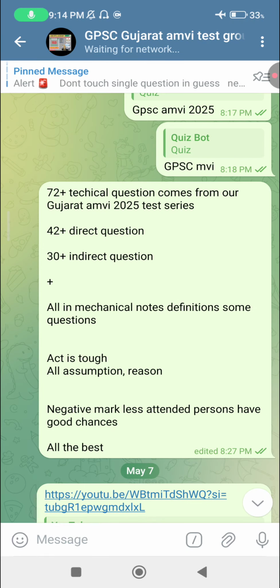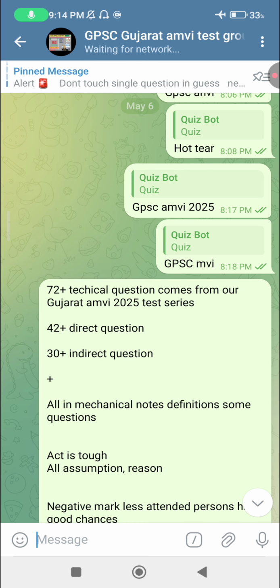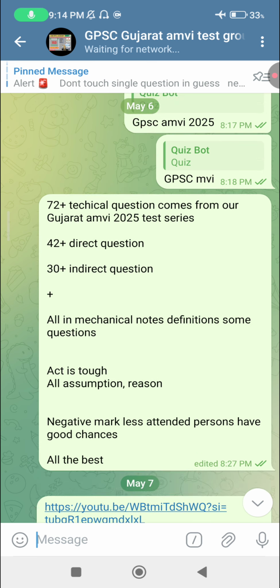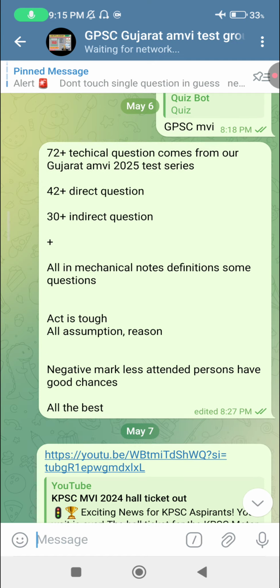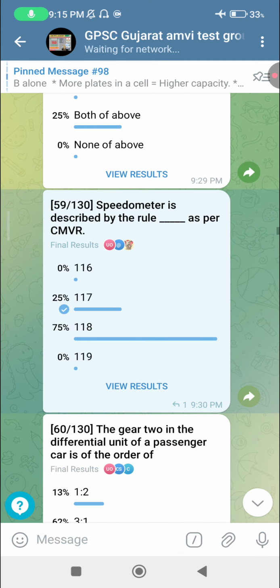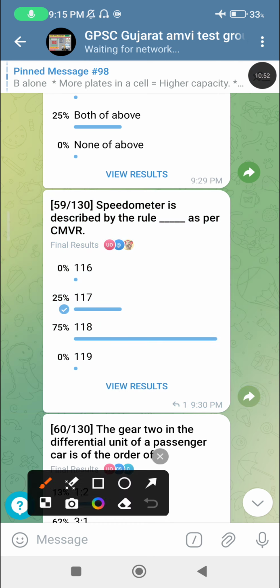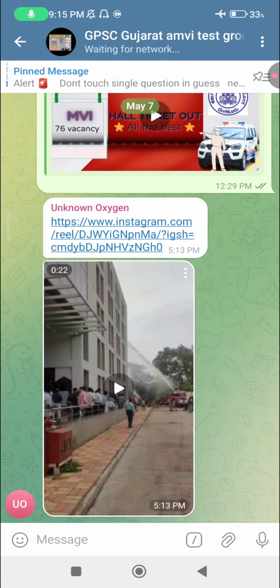So far you see 72 plus questions have come from our test series. 42 are direct questions and 30 are indirect questions. Indirect means the same thing only, a little bit different. Mohr's circle, they have asked for the center of Mohr's circle. I have given you a different question on Mohr's circle. Here in this question, speedometer is 117, but they have given 3-4 options, and you have to choose 2 options. So that is a related question.